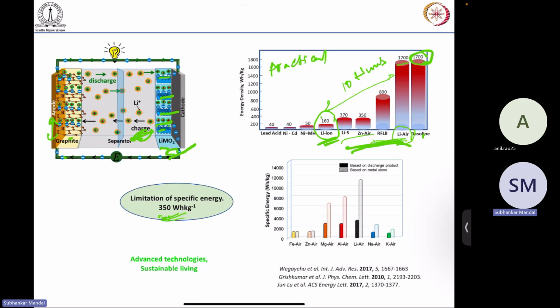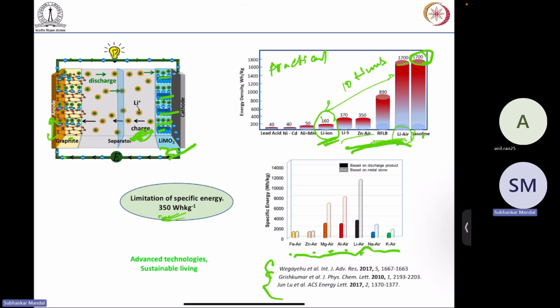Okay, and this is a bar diagram where you can see the different types of metal air battery, like iron air battery, zinc air battery, magnesium air battery, aluminum air battery, and lithium air battery. All different kinds of metal air battery are there. And this is the reference.